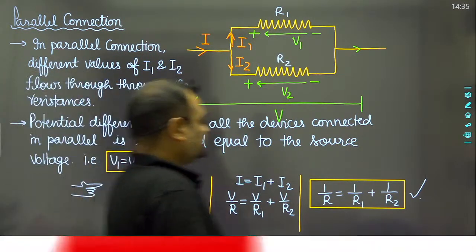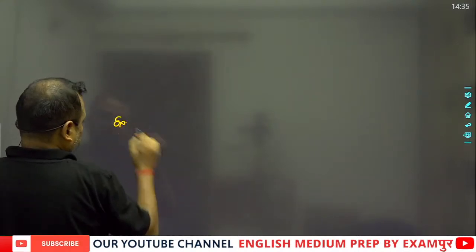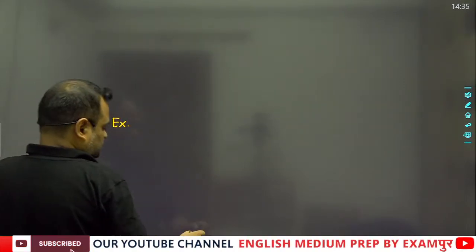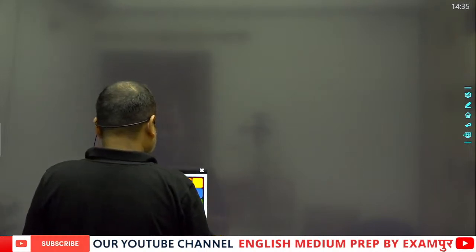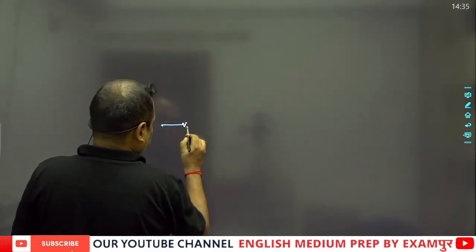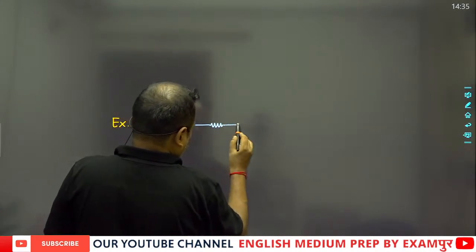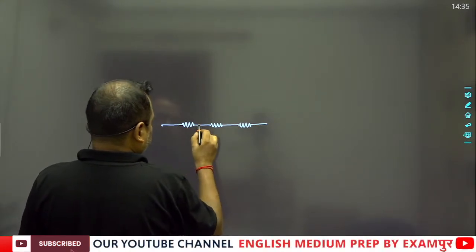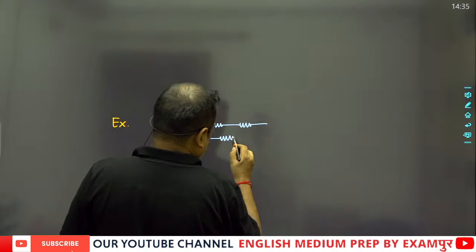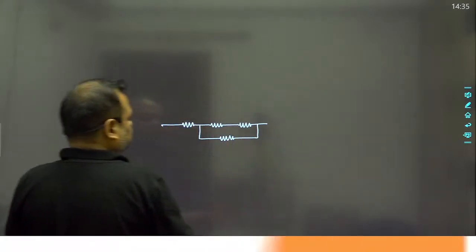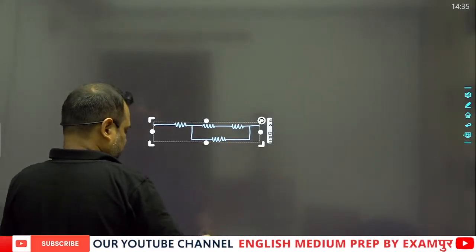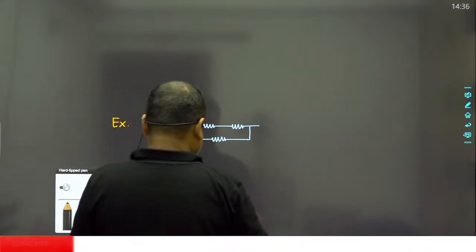Okay, so now we will solve some questions based upon the series and parallel concept. Suppose that there are three resistances which are connected like this.